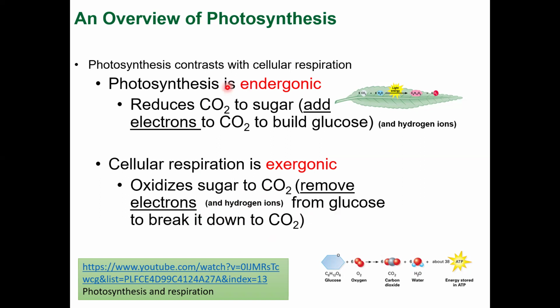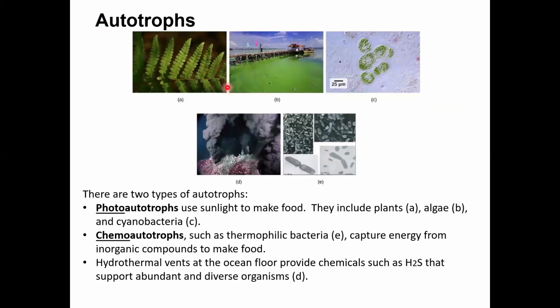So one thing about photosynthesis is that it requires sunlight, and organisms that use sunlight to make food are called photoautotrophs. Some examples are plants, algae, cyanobacteria, and then there are other organisms like chemoautotrophs, where they capture energy from different inorganic compounds to make the food.